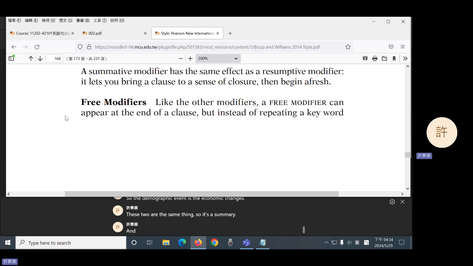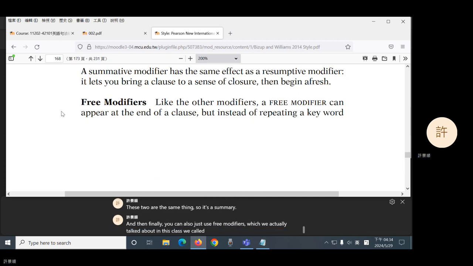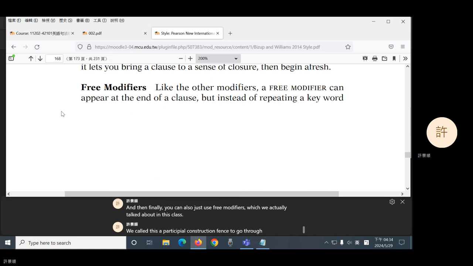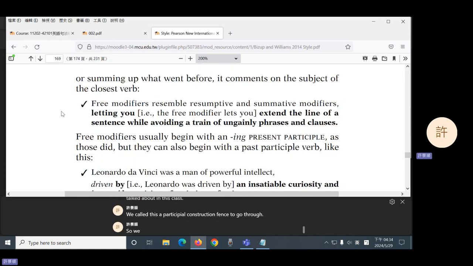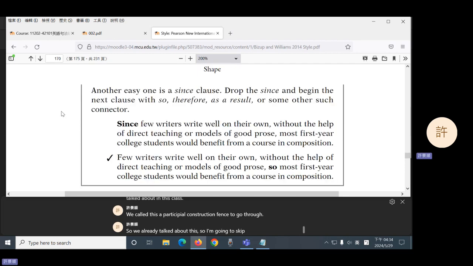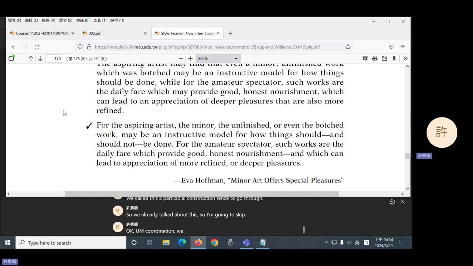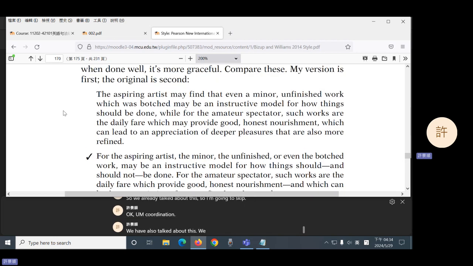And then finally, you can also just use free modifiers, which we actually talked about in this class. We called this a participial construction, 分词构句. So we already talked about this, so I'm going to skip. Okay, coordination. We have also talked about this. We call this parallelism, 平行, 或是, 平行结构.